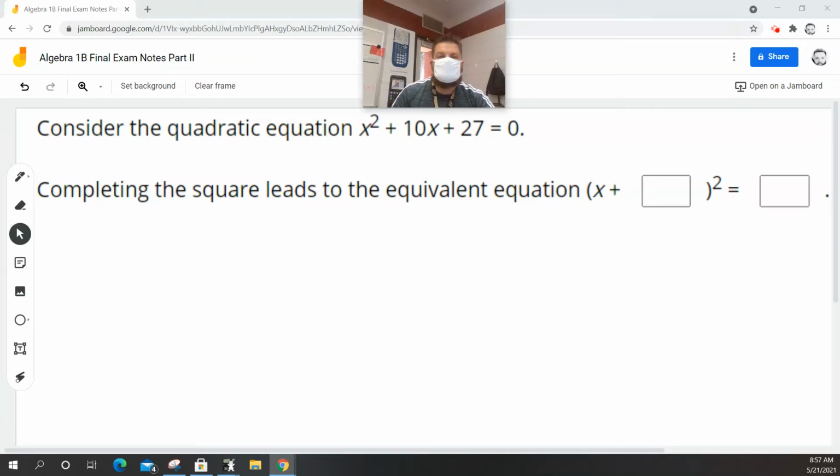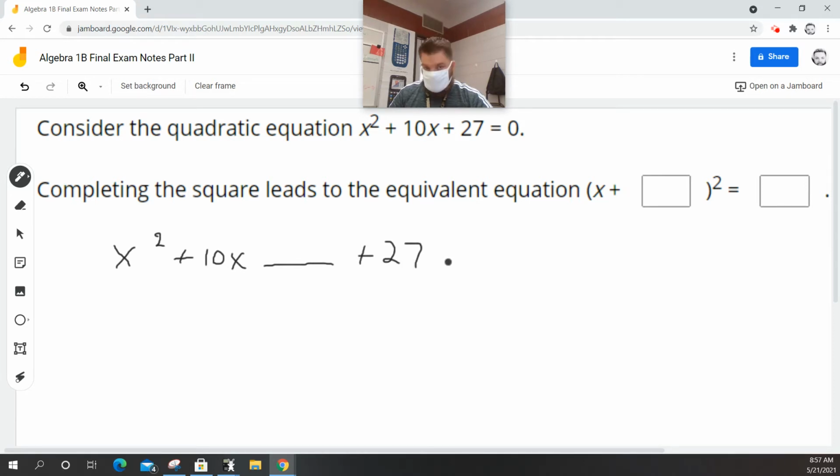All right, it says consider the quadratic equation x squared plus 10x plus 27 equals 0. And they're asking us to complete the square to get the equivalent, so it'll reveal the extreme values. So we're going to do the exact same thing. We're going to say x squared plus 10x, and then I'm going to add in something plus 27. I'm going to subtract it out.